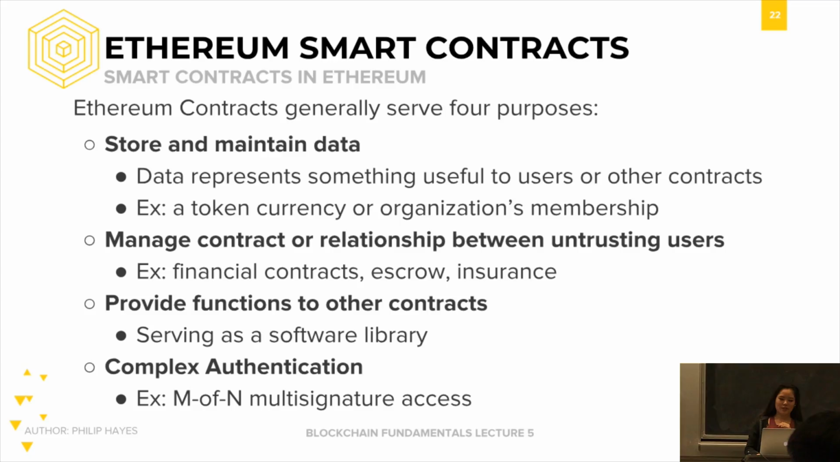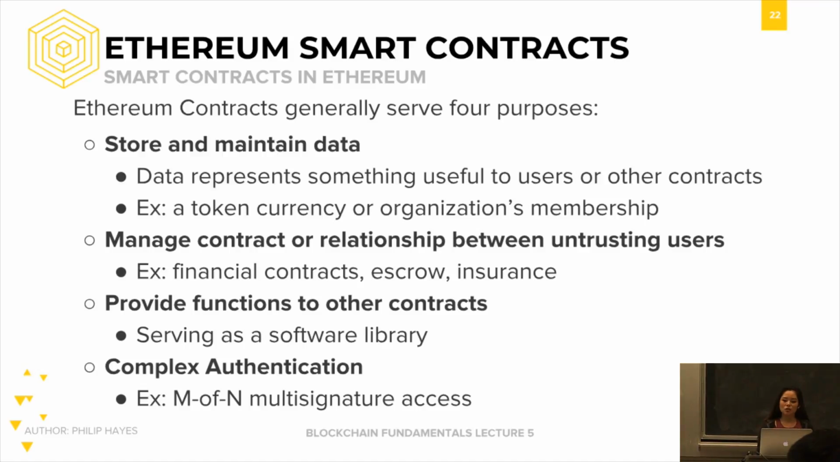Okay, let's go to the next slide. So Ethereum smart contracts generally serve four purposes. The first would just be to store and maintain data. So you could theoretically just have a smart contract that stores names for you, and then you can send a message that says, oh, add this name to your data. And there are other examples too.